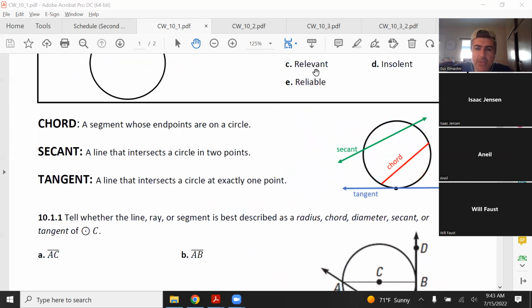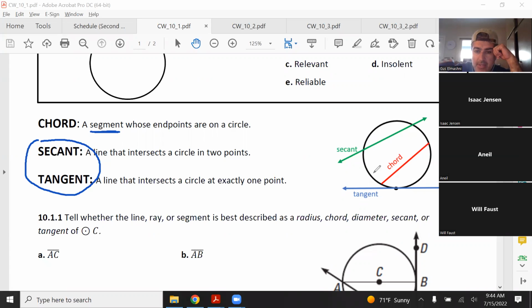Okay, some terminology. Chord, secant, and tangent. These are terms that you definitely will need to know if you do want to take calculus in a couple of years from now. Obviously, most of you are doing Algebra 2 this fall, and then most likely pre-calculus the year after. And if you do calculus the year after that, you'll be using these two terms a lot, a secant and a tangent.